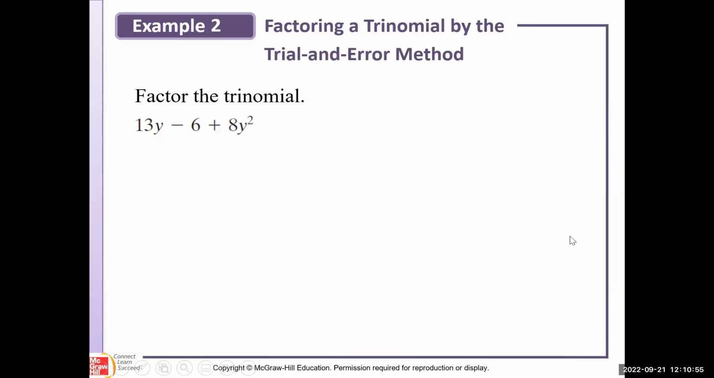So here we have the next example. I'm going to rewrite it as 8y squared plus 13y minus 6. So we're looking for factors of 8y squared and factors of negative 6. So negative 6 is going to be negative 2 and 3, 2 and negative 3, 1 and negative 6, negative 1 and 6, right? So you lay them all out there.